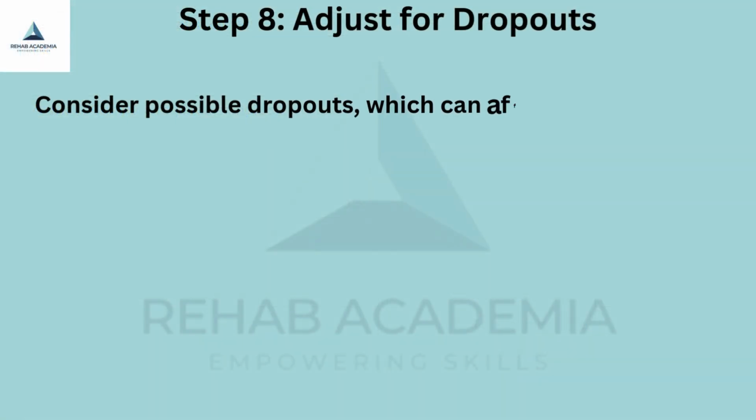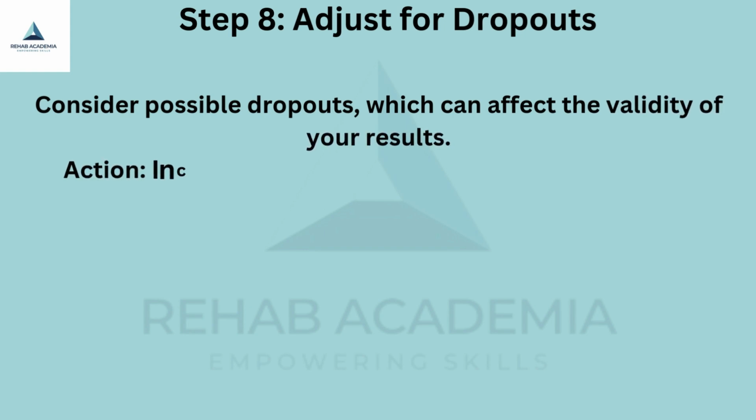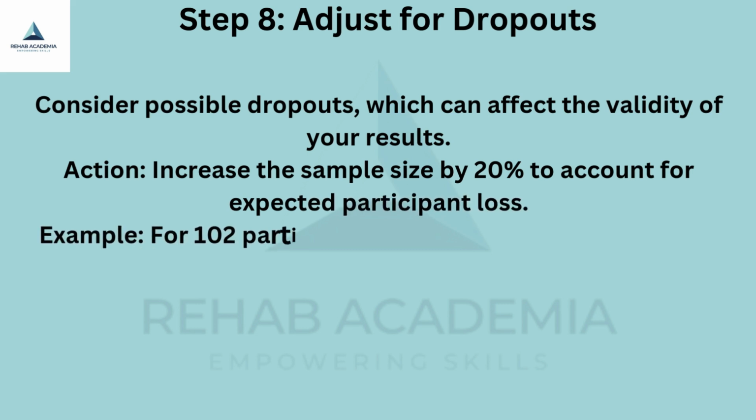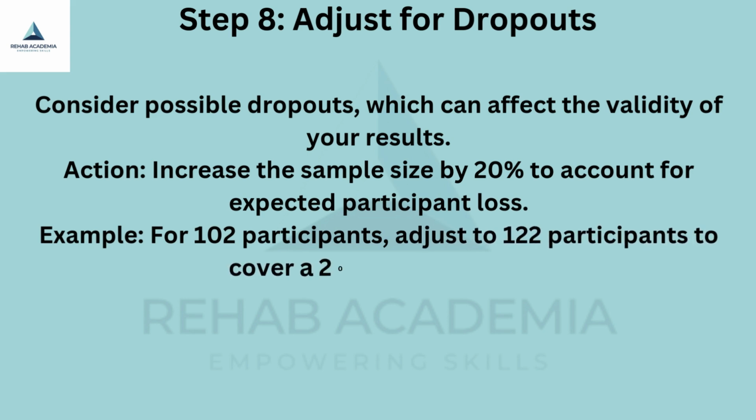Step 8. Adjust for dropouts. Account for potential participant dropouts, as they can impact the validity of your study's findings. To address this, increase the calculated sample size by 20% to cover expected participant loss. For instance, if the required number is 102 participants, adjust to 122 participants to ensure you still meet the minimum sample size despite dropouts.